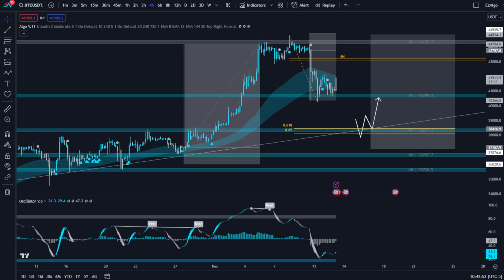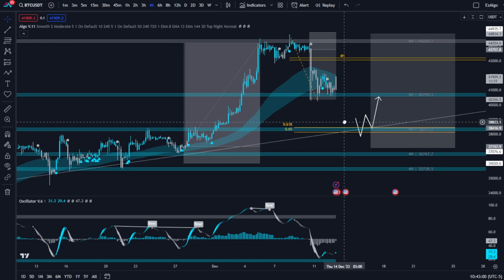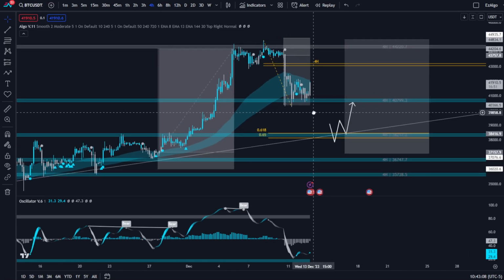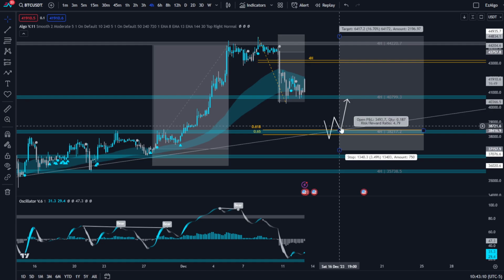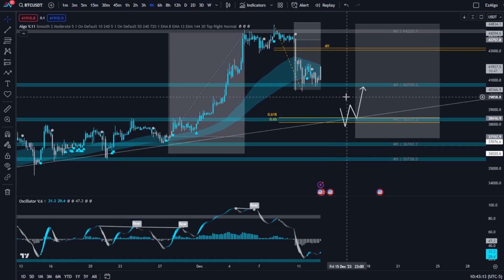Now, a very easy way to make sure you're following your rules is by marking in advance on your chart what you like to see. Anytime I post any sort of setup or idea, I always mark out on my chart what I want to see beforehand. So this is in real time, right?